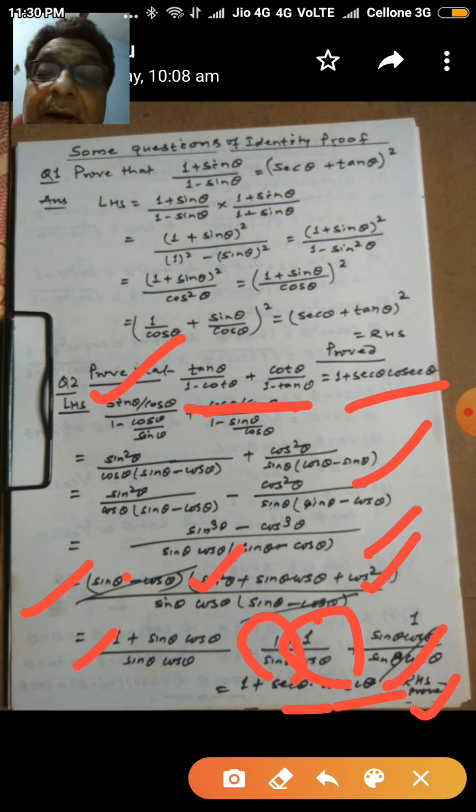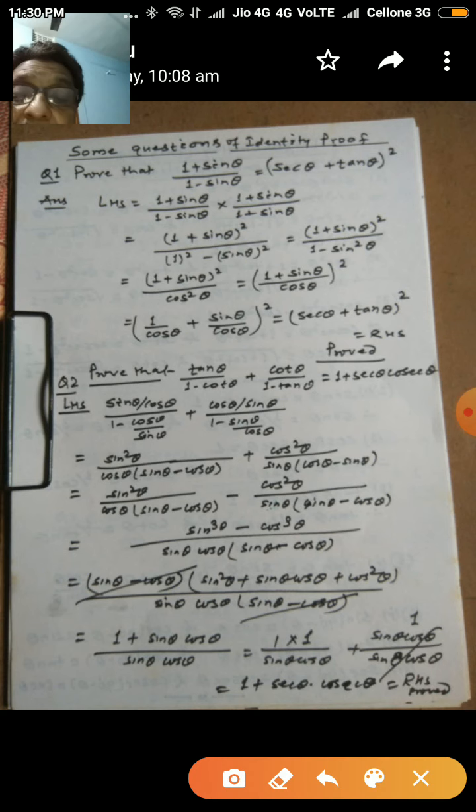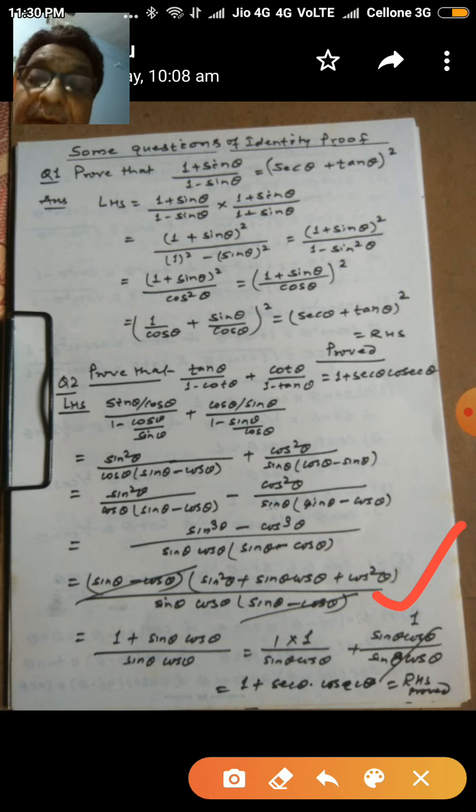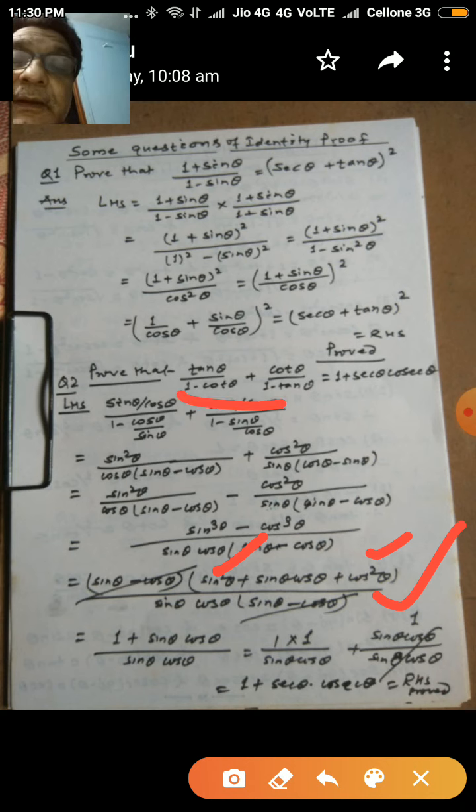Although, students note, this question is also asked in another way, with the LHS keeping the same and just the RHS changed. At that time the RHS is 1 plus tan theta plus cot theta. In that question, in the step where we used a cube minus b cube equal to a minus b into a square plus ab plus b square, after that we had taken sin square plus cos square equal to 1. In that question the RHS is different, keeping the LHS the same.